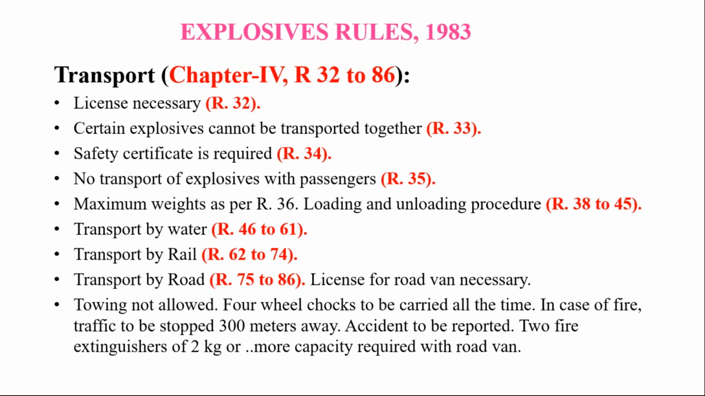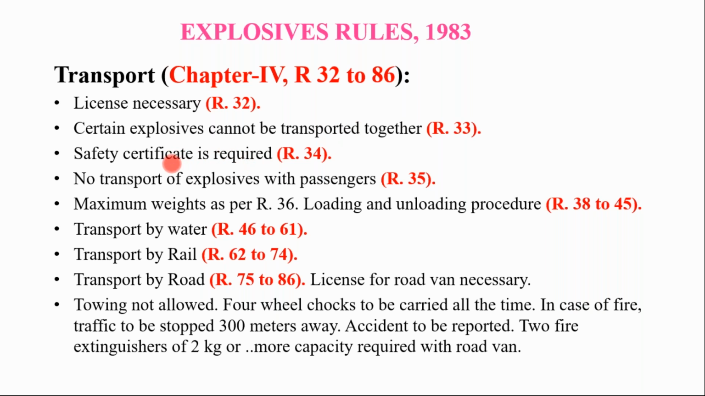Then the transport title, that is chapter 4, related to rule numbers 32 to 86. Transportation is the main provision under this explosive rule. Rule 32 is related to the license necessary, and 33 is related to certain explosives that can't be transported together, that is nothing but the compatibility data. Some explosive substances are not compatible with other explosive substances, so these should not be transported in a single vehicle. They should be transported in different vehicles.